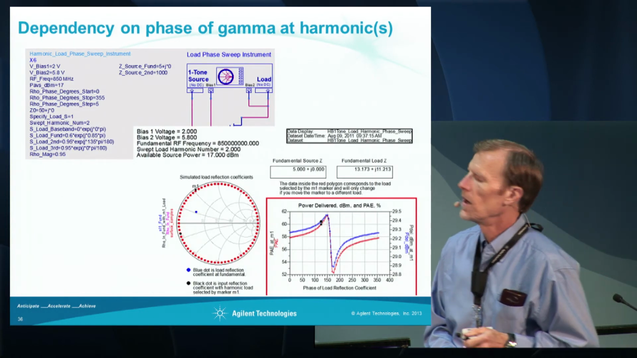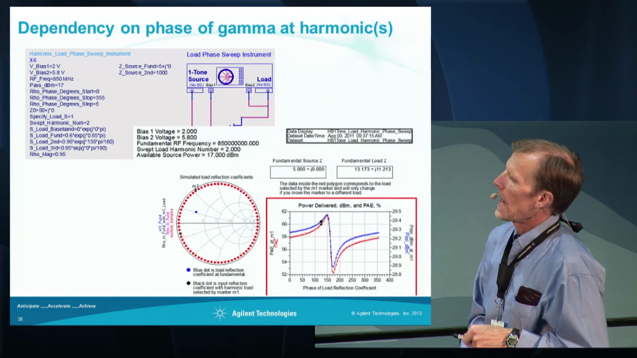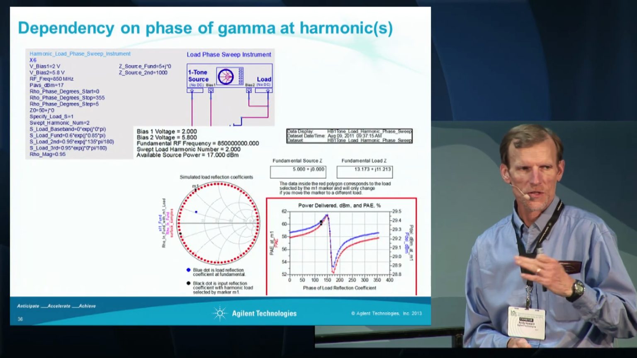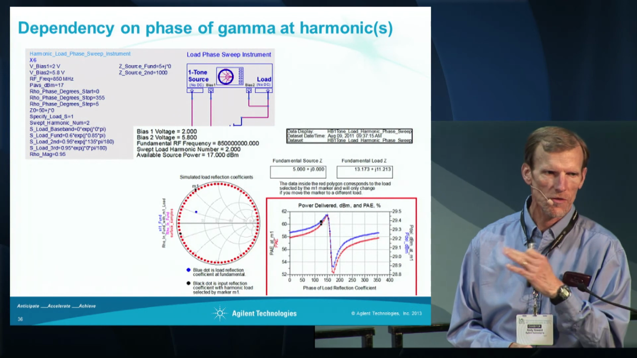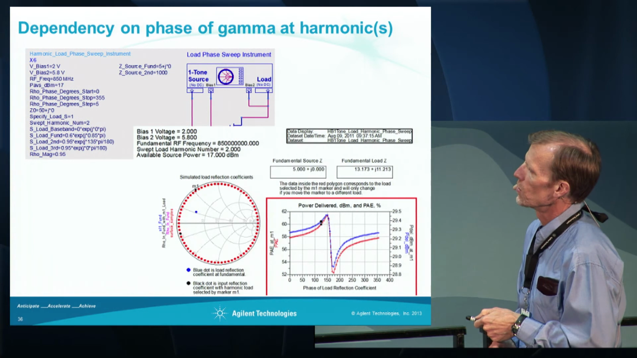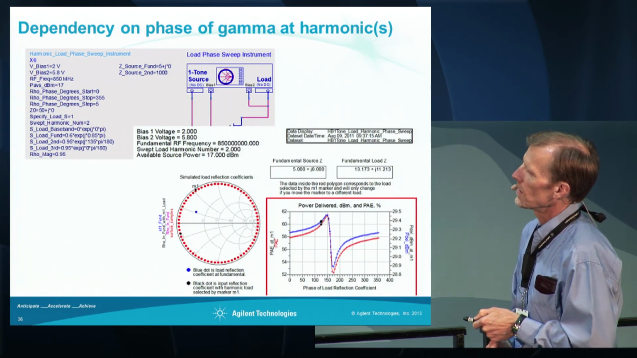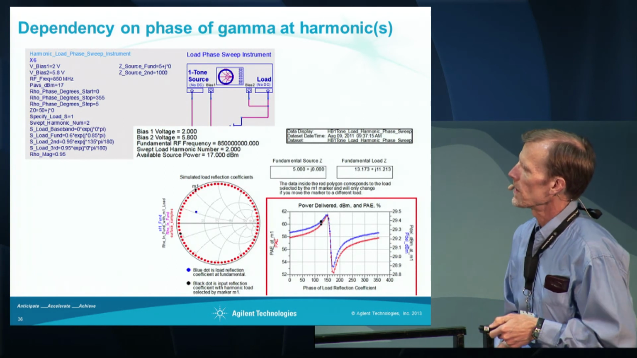We can also do a load harmonic phase sweep. This is a sweep of the second harmonic phase for a high reflection coefficient. This is a method of seeing how much the reflection coefficient, say at the second harmonic, affects the overall performance of your PA. And this shows that there is some variation. The blue is the power delivered. The red is the power added efficiency. And there's a little bit of variation. You probably want to avoid about 170 degrees, or near a short, for the second harmonic.